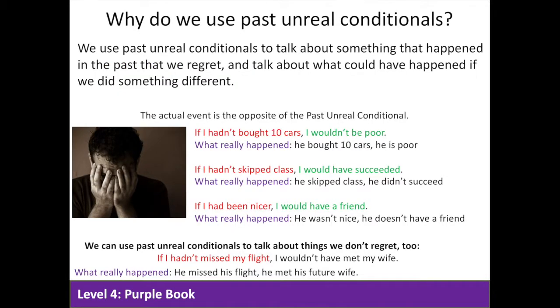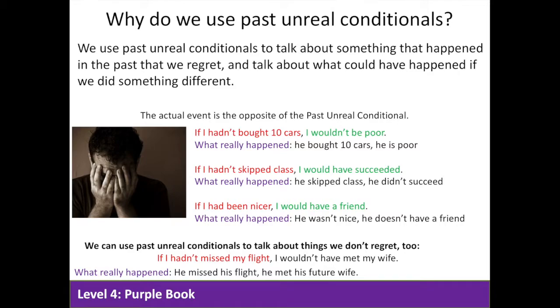We use the past unreal conditional to talk about something that happened in the past that we regret and to talk about what could have happened if we did something different. So the actual event is the opposite of the past unreal conditional. For example, if I hadn't bought 10 cars, I wouldn't be poor. In this example, what really happened was that he bought 10 cars, and so now he's poor.